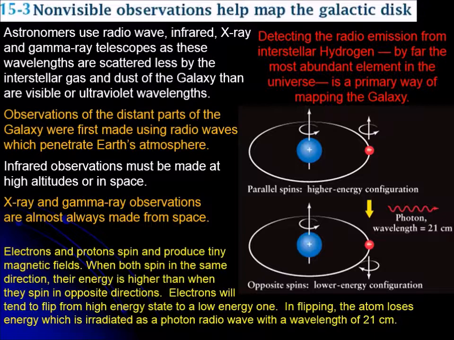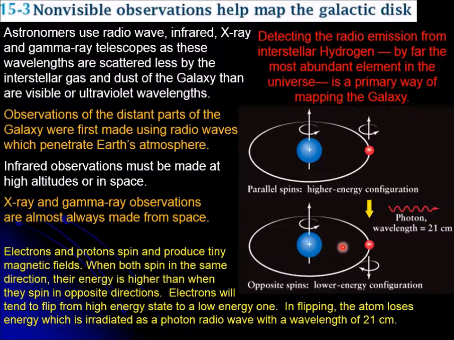It turns out that if we have gas out there in interstellar space, basically we have hydrogen. And hydrogen is composed of a proton, positive charge, and an electron. Those two particles are spinning on their own axis, and they create a tiny magnetic field, and they tend to align themselves in either parallel or anti-parallel configurations, and this one happens to have higher energy than this other one.